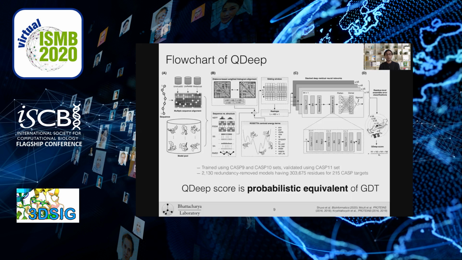We trained the residual neural nets using proteins from CASP9 and CASP10 datasets and validated using CASP11 sets. Overall, there are over 2,000 redundancy removed models with more than 300,000 residues for over 200 CASP targets used for training.